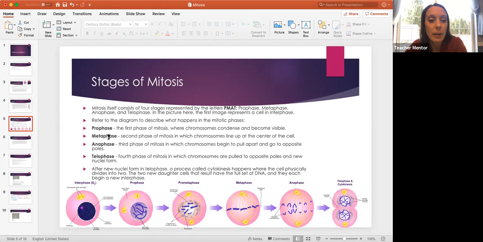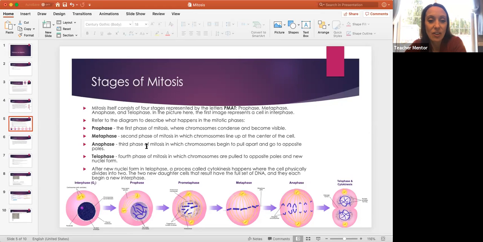Okay, and then we get to metaphase. Meta, kind of thinking like the middle. It's the second phase of mitosis, in which the chromosomes line up at the center of the cell. So here we can see they're found in the nucleus, and then as we get to metaphase, they line up in the center. It's like the nucleus spreads open here, and those chromosomes line up straight across the center of that cell, because of course it's going to become 2 cells.